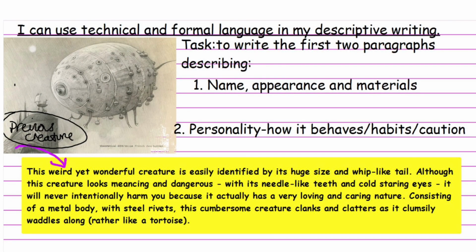Remember the layout of the text. We're looking for 2 paragraphs here. The first paragraph giving the name of the creature, detailing the appearance, the materials that it's made out of, and the second paragraph really going into detail about how its personality is, how it behaves, what habits it has, any caution and advice for the reader that you might have.